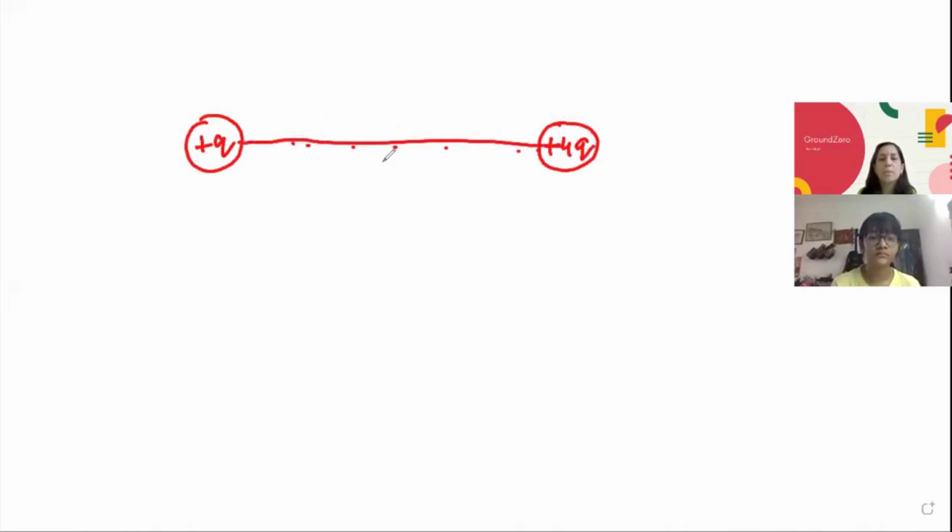Now, where do you keep it? How do you decide that so that it is in equilibrium? Let us suppose I have to put this charge Q. Let me suppose I keep this charge Q here. I can keep it here, I can keep it in the middle also, I can keep it here also. So how will you decide that?